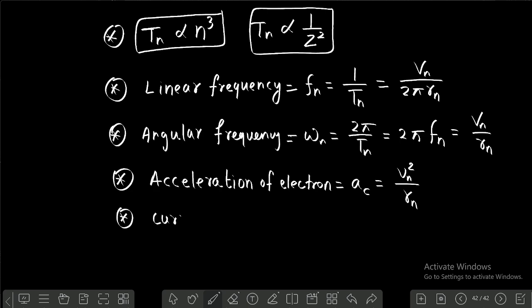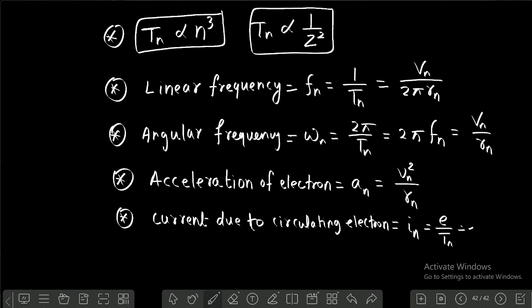If you want to find current due to the circulating electron, everything you can find. So current will be In. In you can write charge by Tn or charge into Fn. Fn you know already, Vn by 2 pi Rn. So you can write e Vn by 2 pi Rn. This also you can write. See, once you know V and Rn, everything you can calculate. Yes or no?